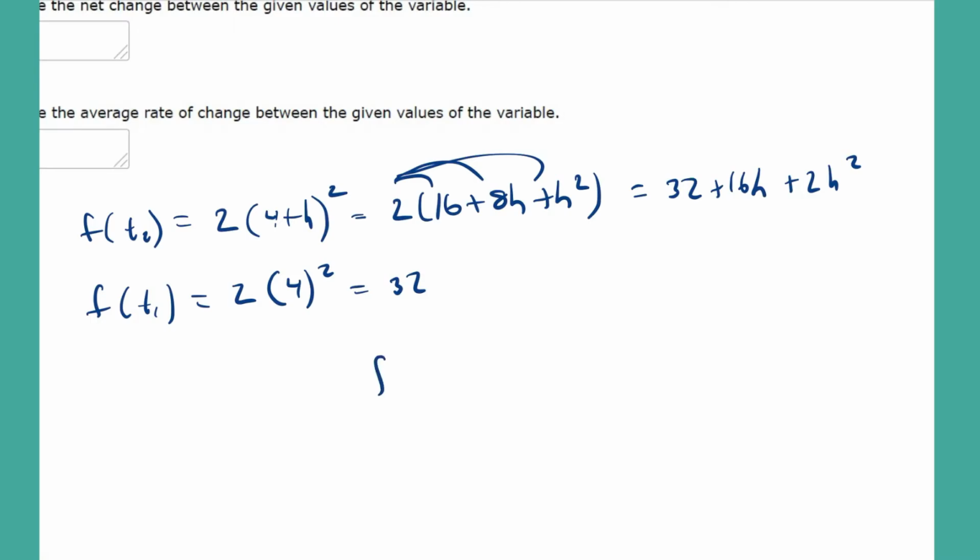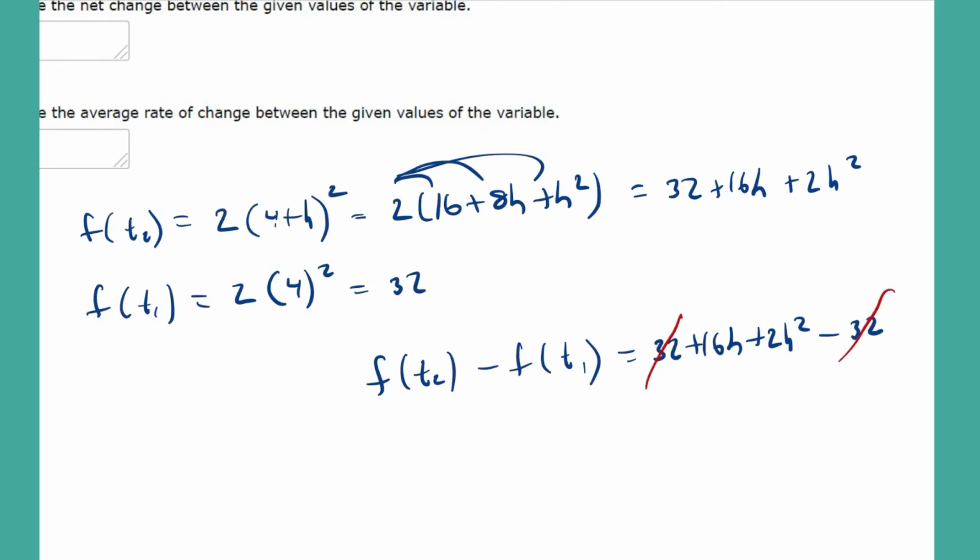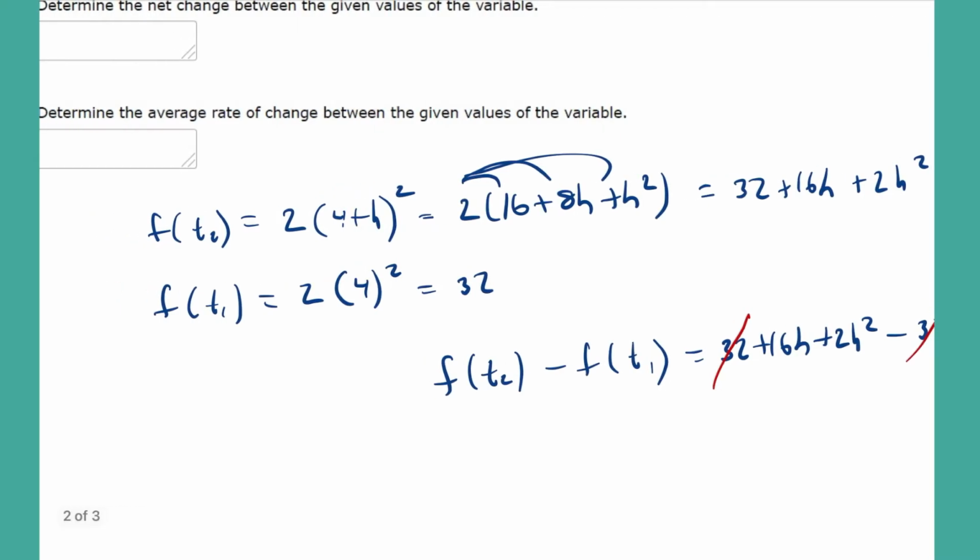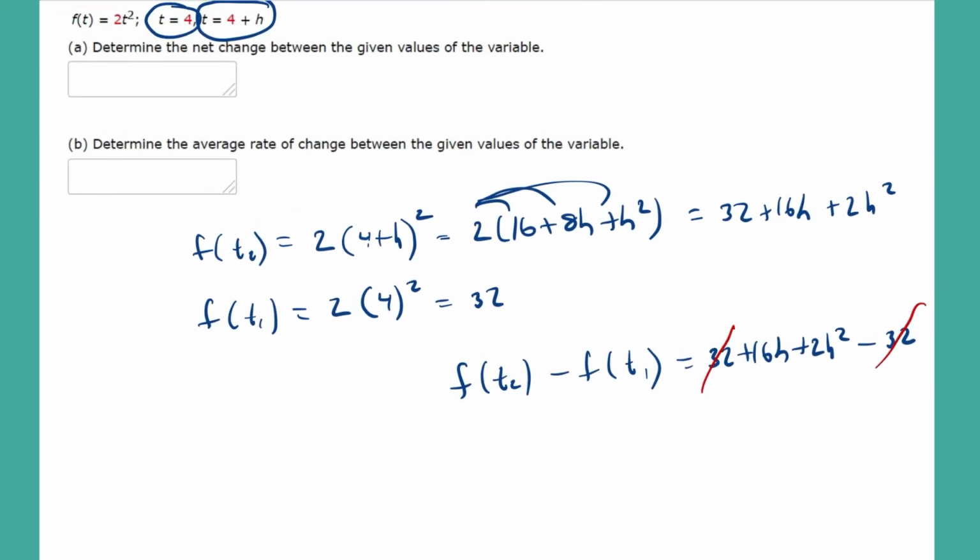And so now when you take f of t2 minus f of t1, you're going to get this entire expression up above that we just found, minus 32. And as you can see, the 32's cancel. So our final answer is just going to be, I'm going to reverse the order, 2h squared, I'll put that first, but it doesn't really matter. 2h squared plus 16h would be our answer for that.